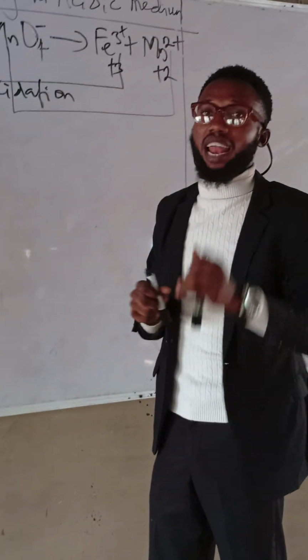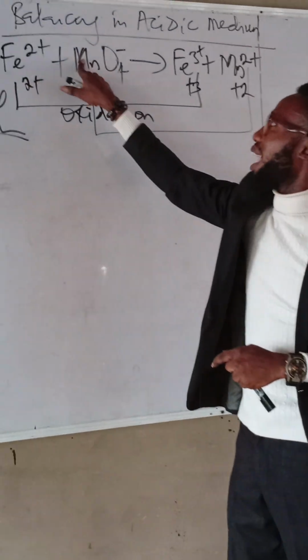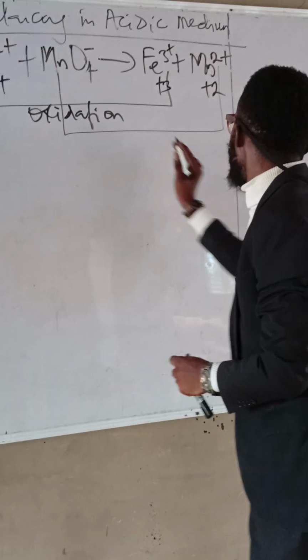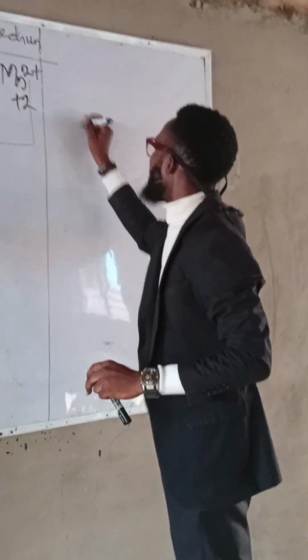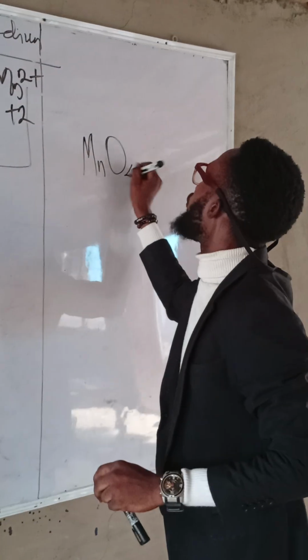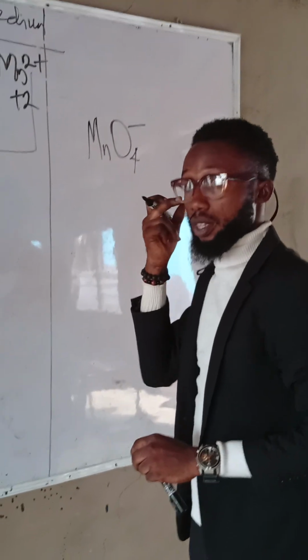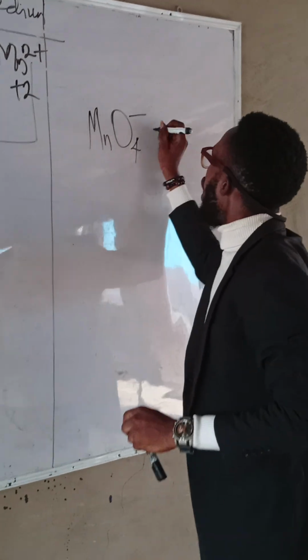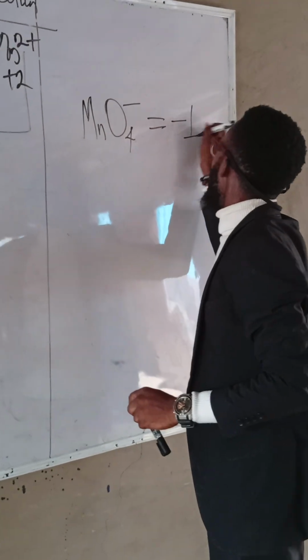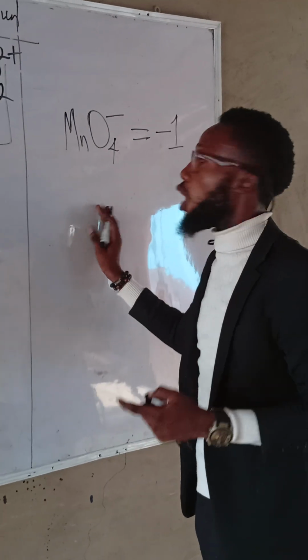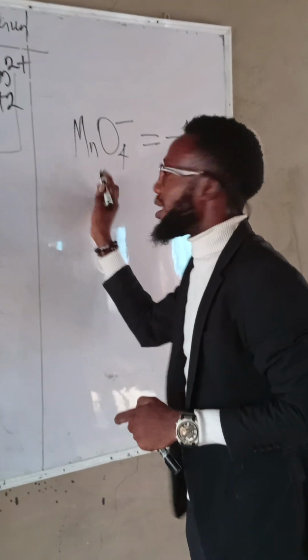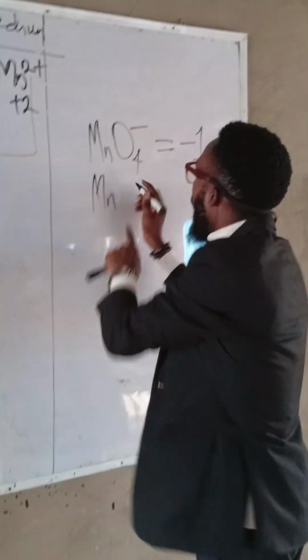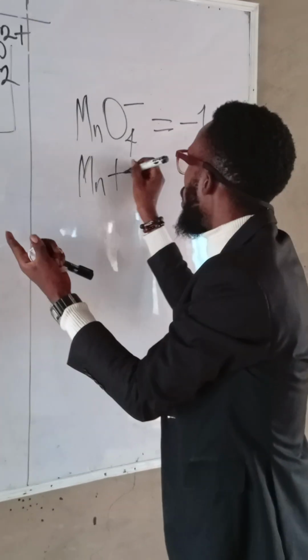-1, right? Now let's quickly find the ON of manganese in this. Let me use this space to find that so that we can come back to our balancing. We have MnO4-. Now we set it equal to -1. Are we getting it now? So what are we looking for here? Manganese, Mn. Now the algebraic sum, that be plus.